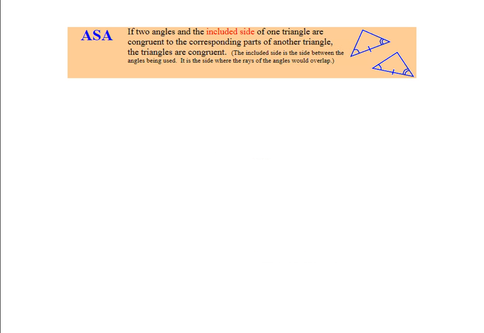Alright, my next one is ASA, angle side angle. If 2 angles and the included side of one triangle are congruent to the corresponding parts of another triangle, the triangles are congruent. So I have these 2 triangles here, and I have some arcs to recognize my congruent angles. So angle A would be congruent to angle F, angle C is congruent to angle E.